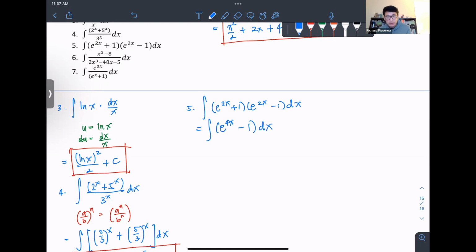If you want to do the FOIL method, do it. So e raised to 2x will just be cancelled out. So e raised to 2x minus e raised to 2x will be 0. So our answer there would just be e raised to 4x minus 1.